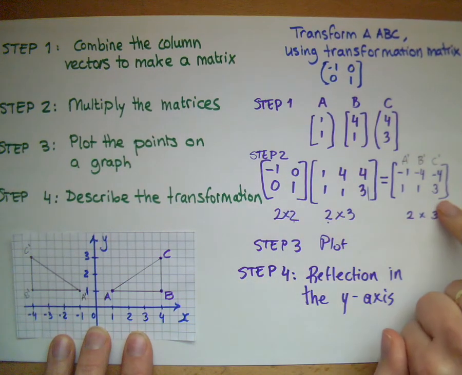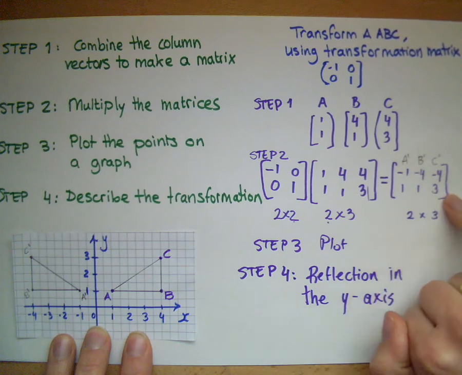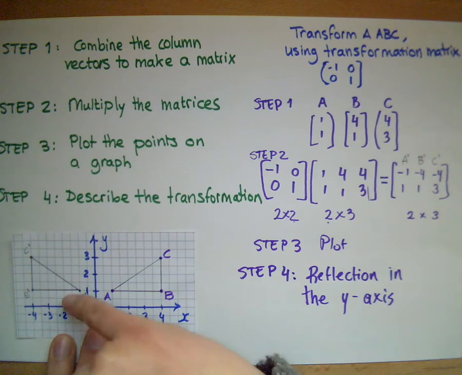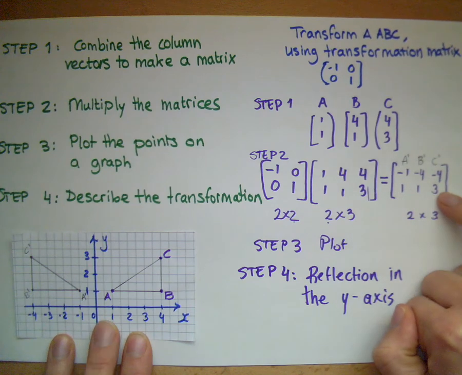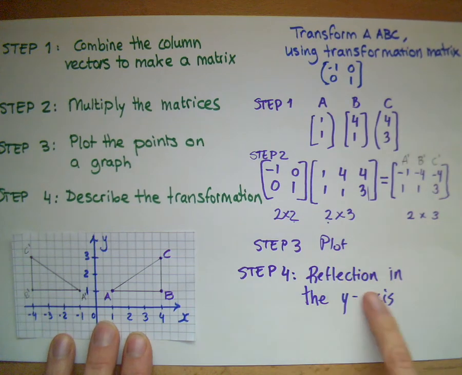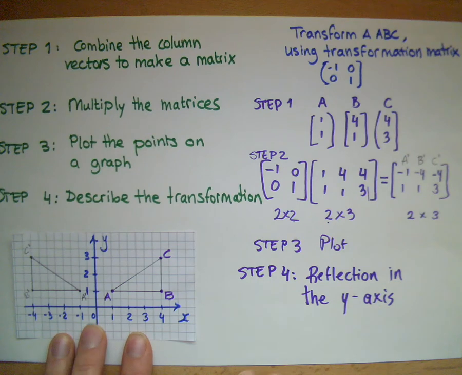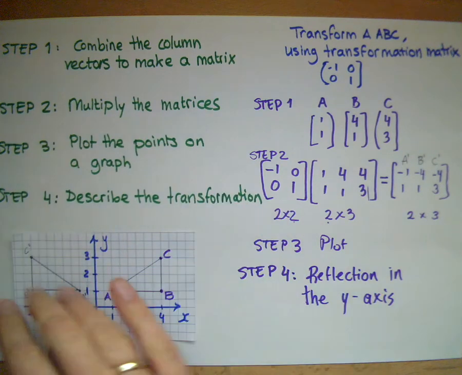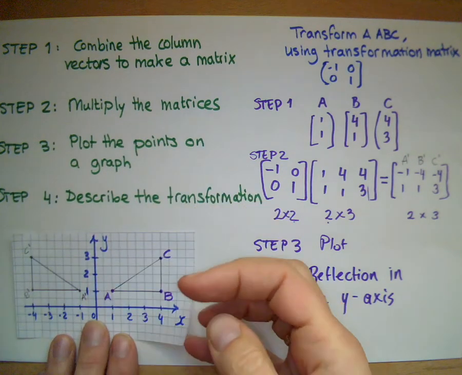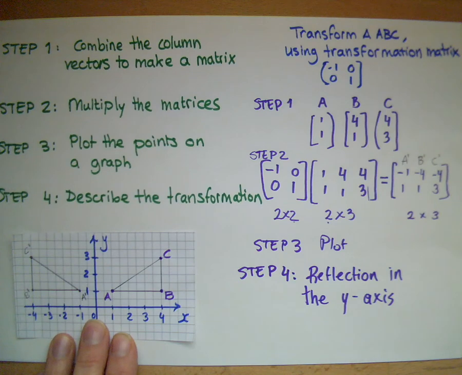And what is the resulting triangle? The resulting three vectors that describe the triangle. Then plot it and then describe what happened. So we had to go through all of this and then notice, hey, it was flipped. It was mirrored in the y-axis, or reflected as we call it.